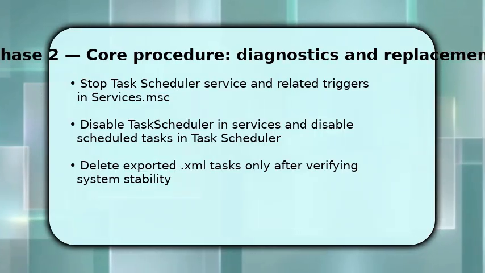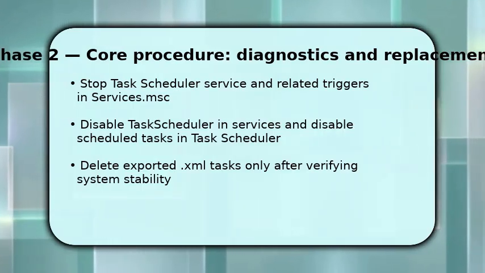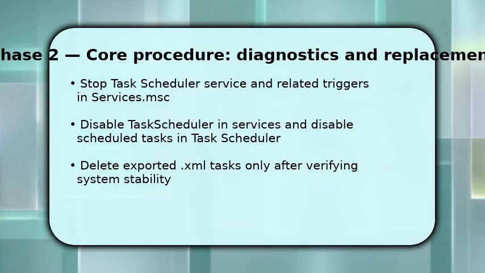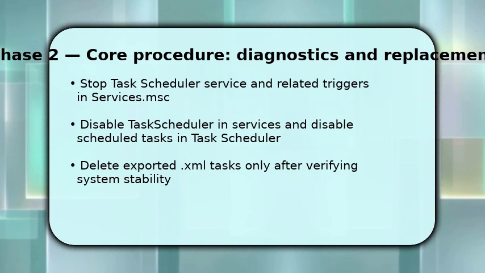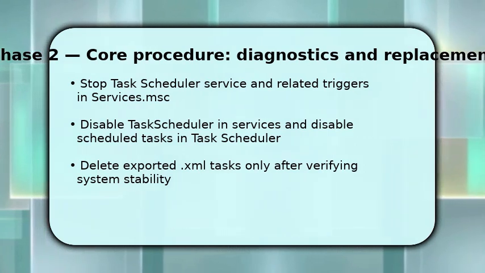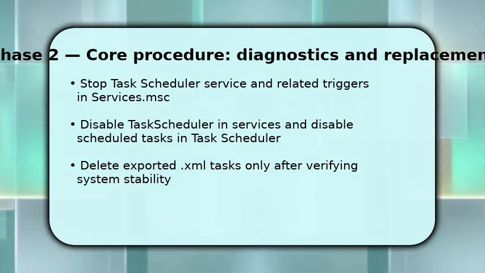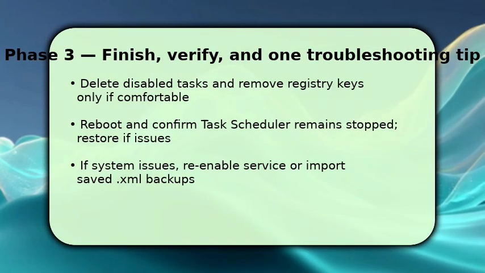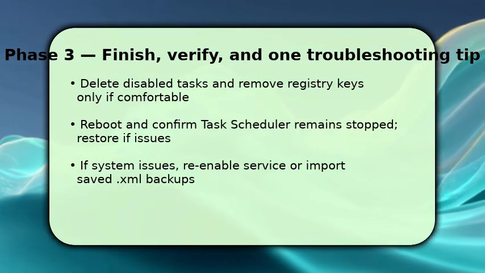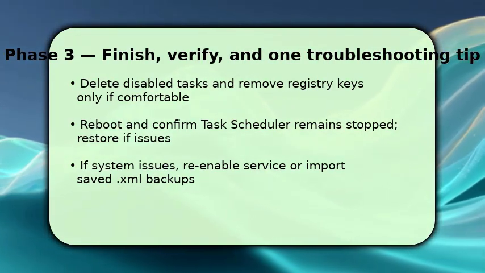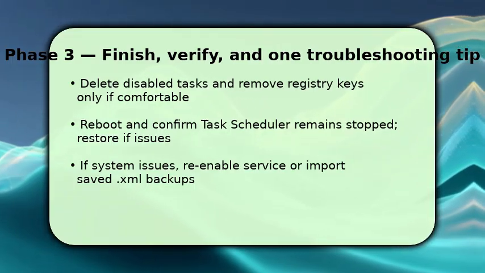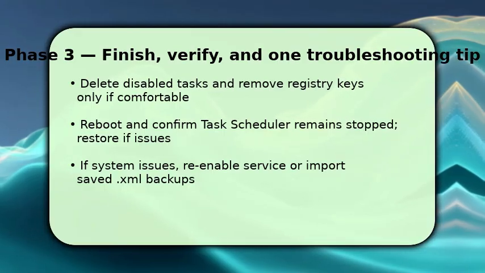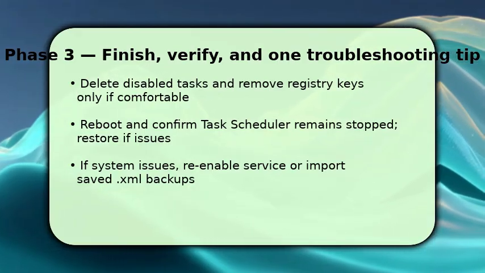Once disabled and stopped, verify dependent services aren't marked automatic. Change them to manual if needed. Make sure you keep the exported XML files until you confirm stability. Finally, delete disabled tasks from Task Scheduler, and only if you know what you're doing, clean related registry keys under HKLM/Software/Microsoft/Windows NT/CurrentVersion/Schedule. Back up the registry first.